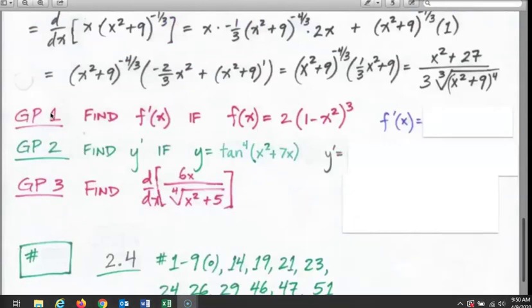You have 3 guided practice problems to try on your own. F prime is, find f prime if f of x is this. Go ahead and hit pause and do it on your own. And when you come back, here it is.